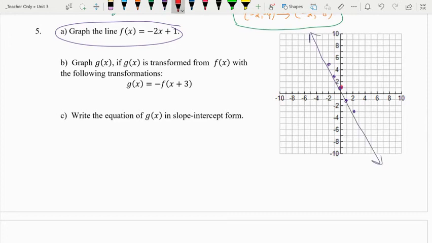And again, we're going to focus on this y-intercept to move it. This one is reflected over the x-axis. And this plus 3 means left 3. Okay, now remember, reflection over the x-axis means that you basically just flip where it's at with the y values. So the y values change signs.